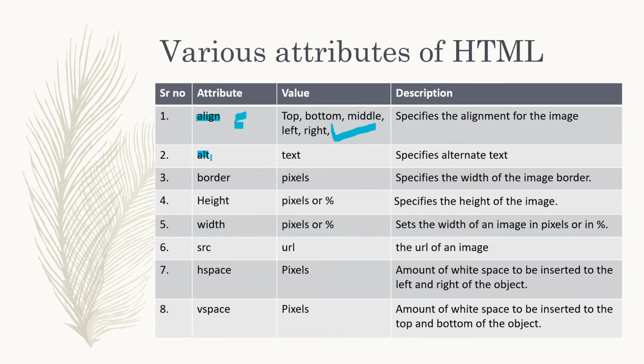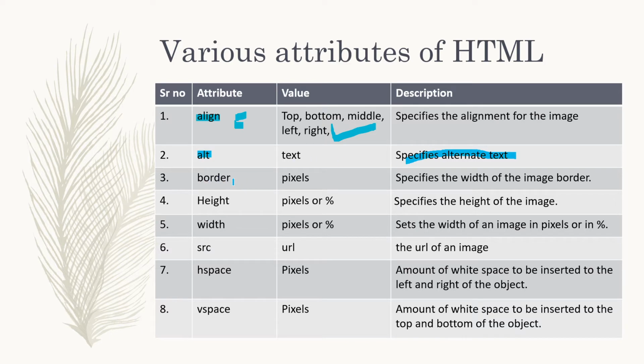Next is alt. Alt means alternate. In the value of alternate, we use any text, like alt is equal to, then in double inverted commas, in double quotes, we will use any name. So it specifies the alternate name of the image.